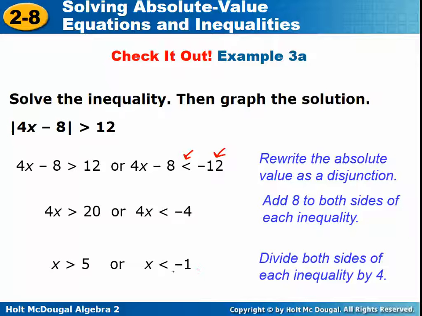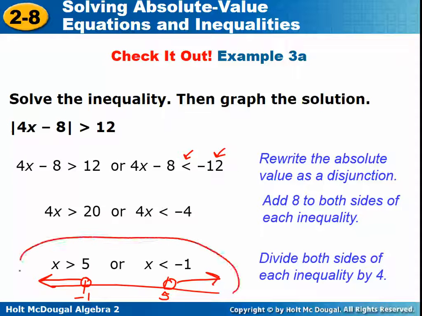Make sure that when you graph this, you remember that negative 1 is over here and 5 is over here. X is less than negative 1 means an open circle at negative 1 and an arrow to the left. X is greater than 5 means an open circle here and an arrow this way. So this would be your answer, both the inequalities and the number line.